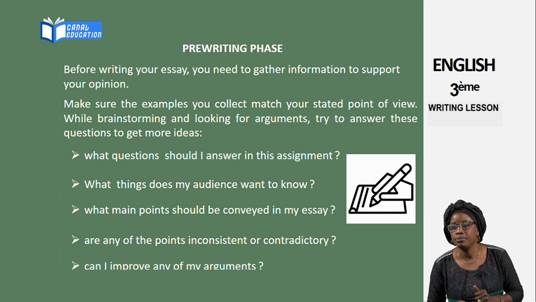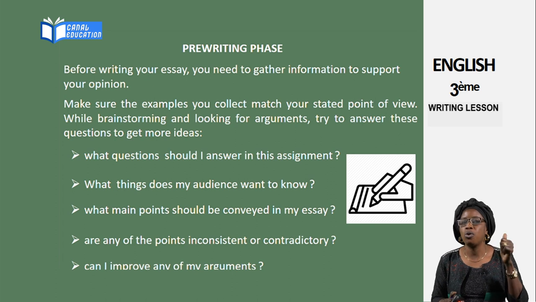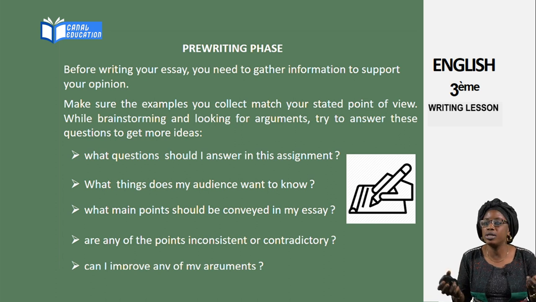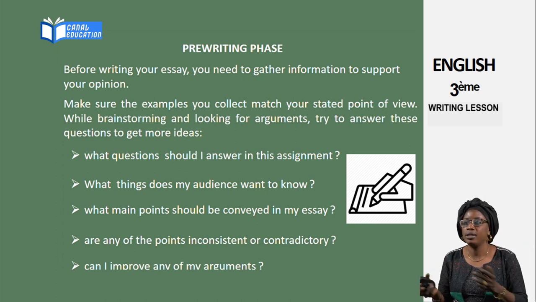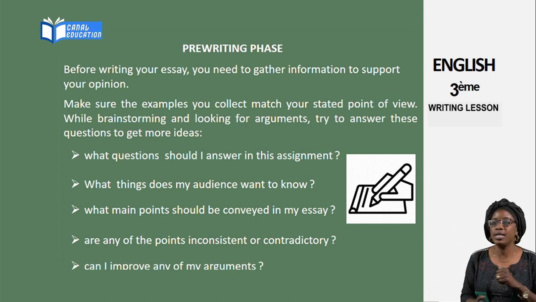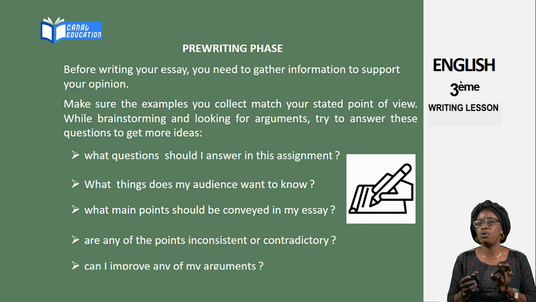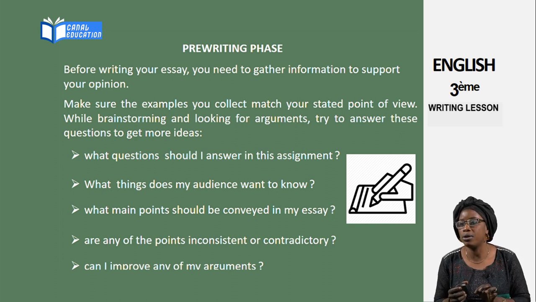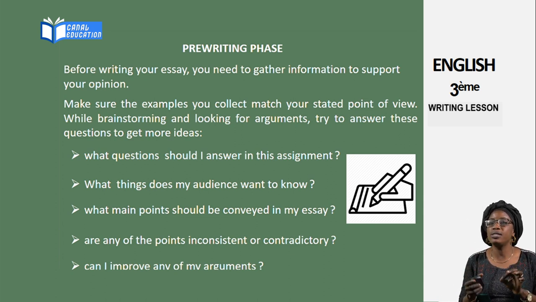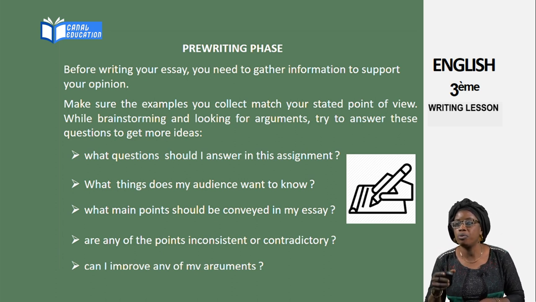So, first question. Can you read the question? So, what question should I answer in this assignment? Meaning, what question should I have to answer? In the task that is given to me. Now, the next question. Who's going to read the next question? What things does my audience want to know? Okay, this is the next question I ask you. You have to ask yourself, what things does my audience want to know? The audience are your readers, okay? The person who's going to read your production, okay?